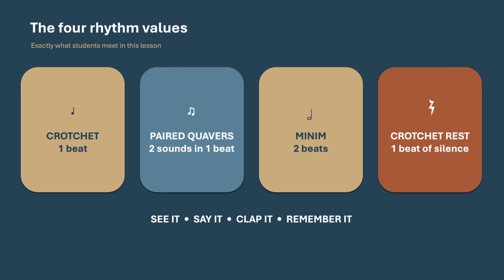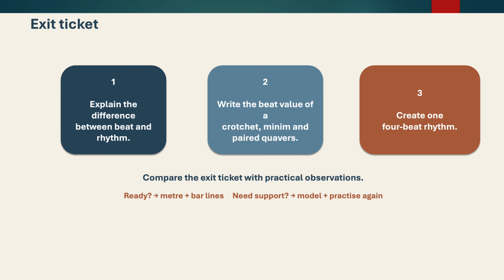During the group challenge, students create and perform a 4-beat rhythm using the same success criteria. Two stars and a step also provides simple peer feedback. Finally, the exit ticket checks whether the student can explain beat and rhythm, identify rhythmic values, and create a 4-beat rhythm. I combine this with questioning, observations and performing evidence rather than relying on one assessment method. More importantly, the evidence determines what I teach next.